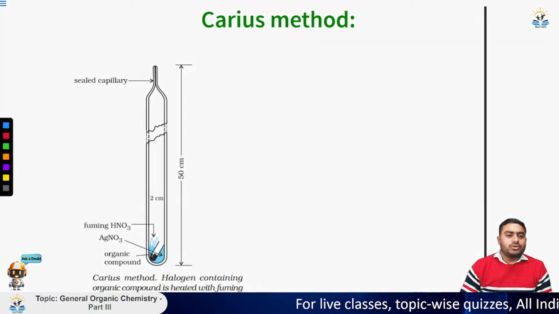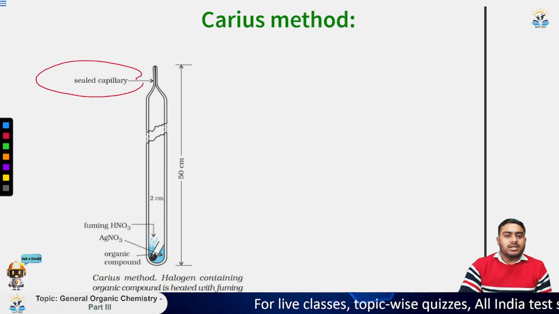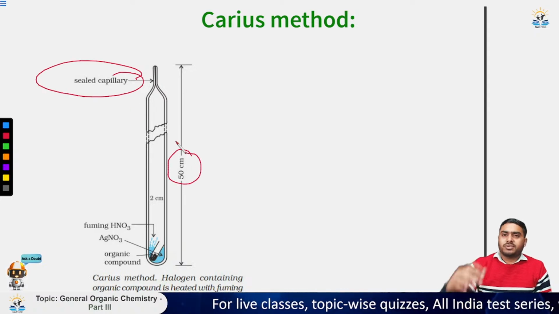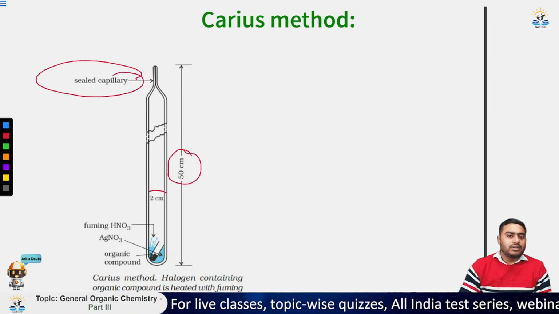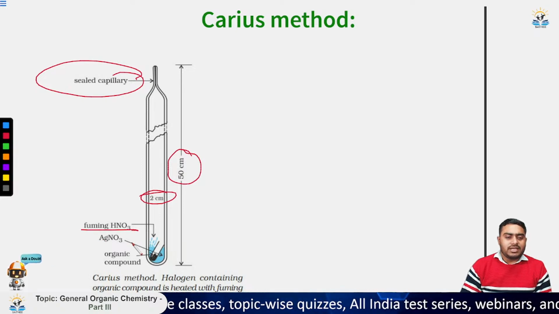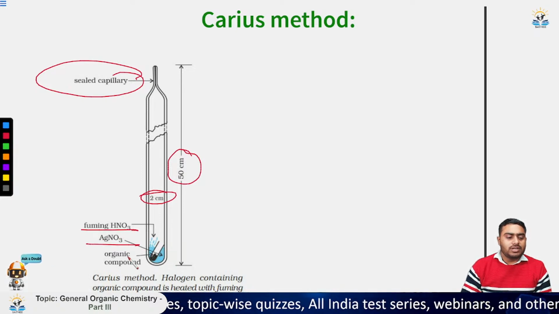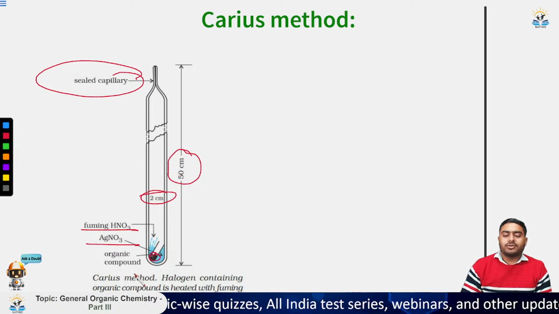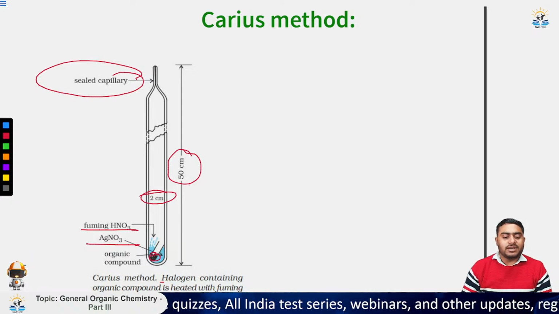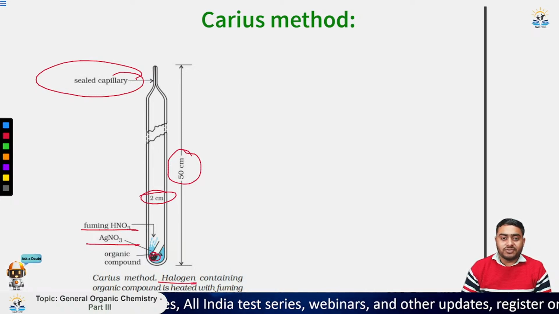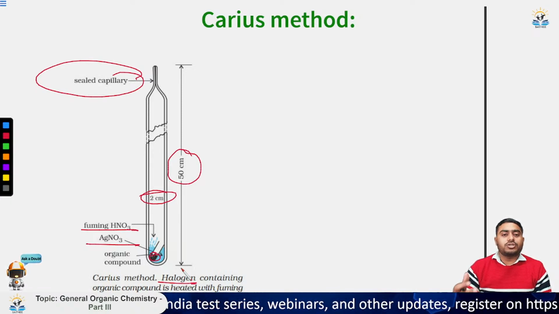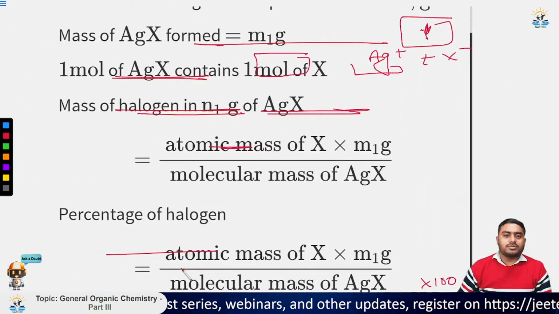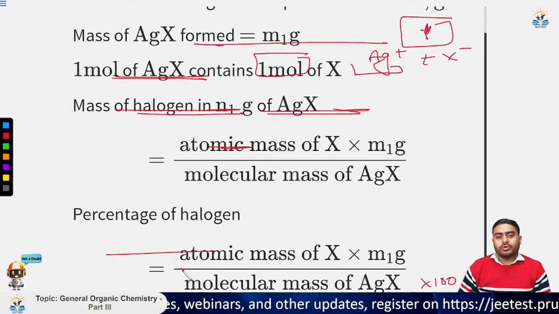You can see we can use the Carius method here. This is the sealed capillary, approximately 50 centimeter long, with fuming HNO3, AgNO3, and the organic compound. This black color you can see is the organic compound. In the Carius method, the halogen containing organic compound is heated with fuming nitric acid in the presence of silver nitrate, right? So you can use these formulas.